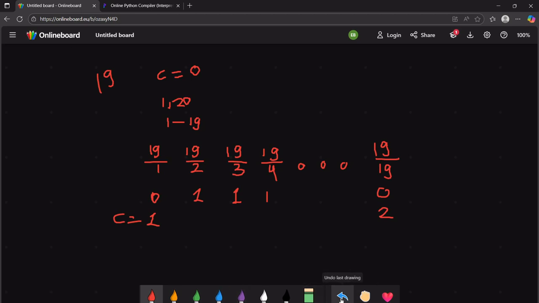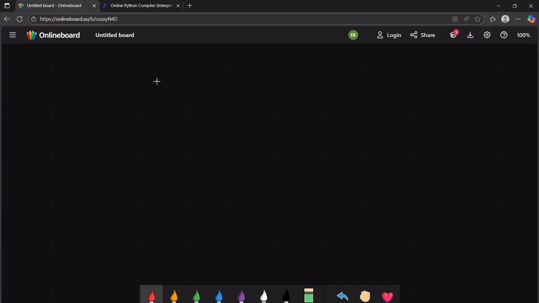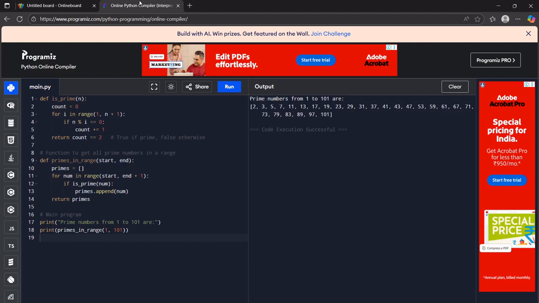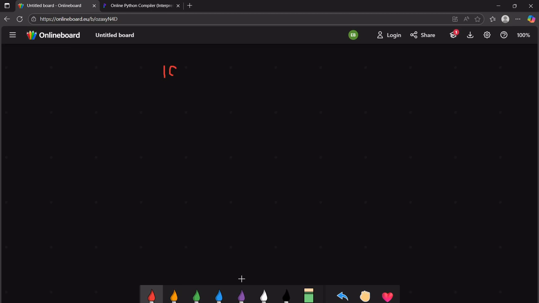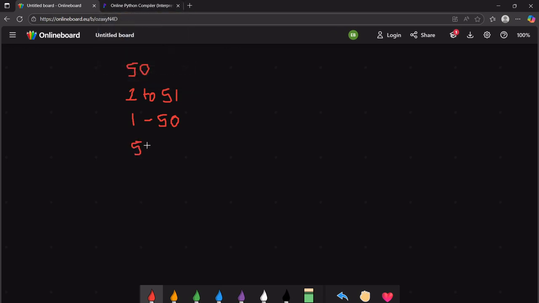Let's now take an example of a non-prime number. Let's take 50. The range will be 1 to 51, so the numbers will be 1 to 50. Now we have to divide 50 by all these numbers.